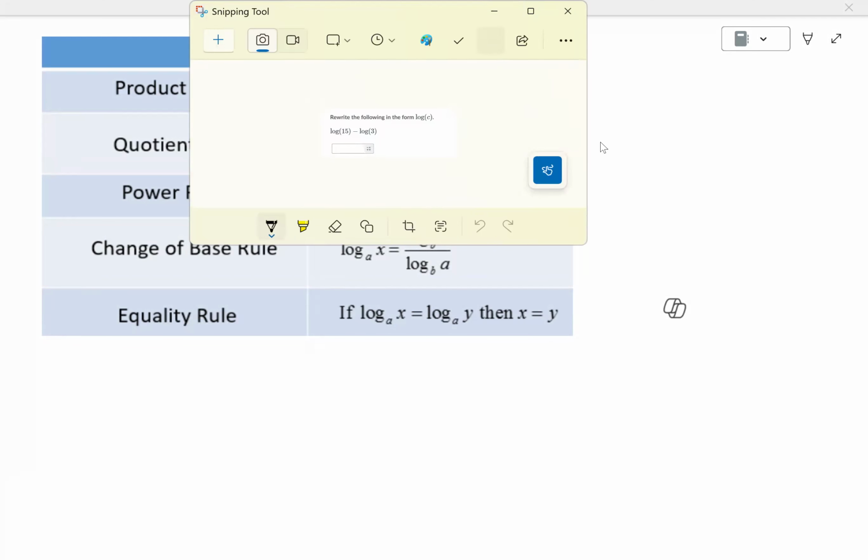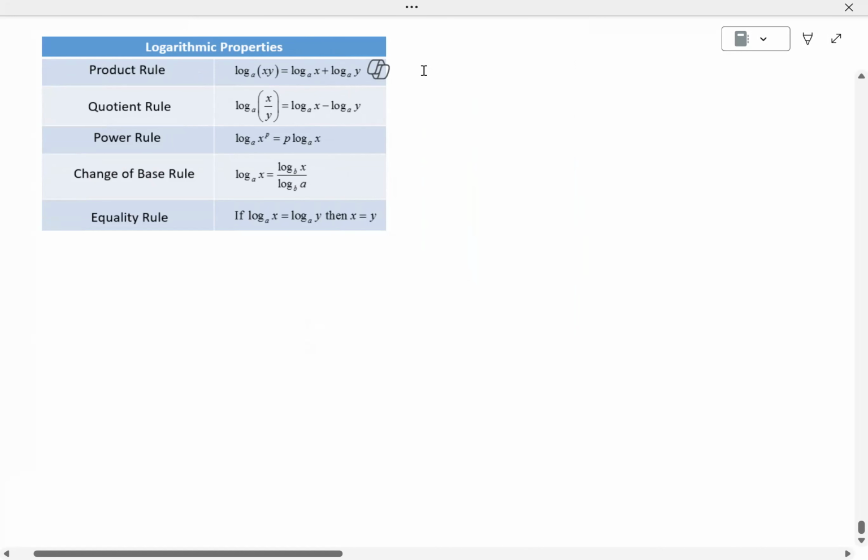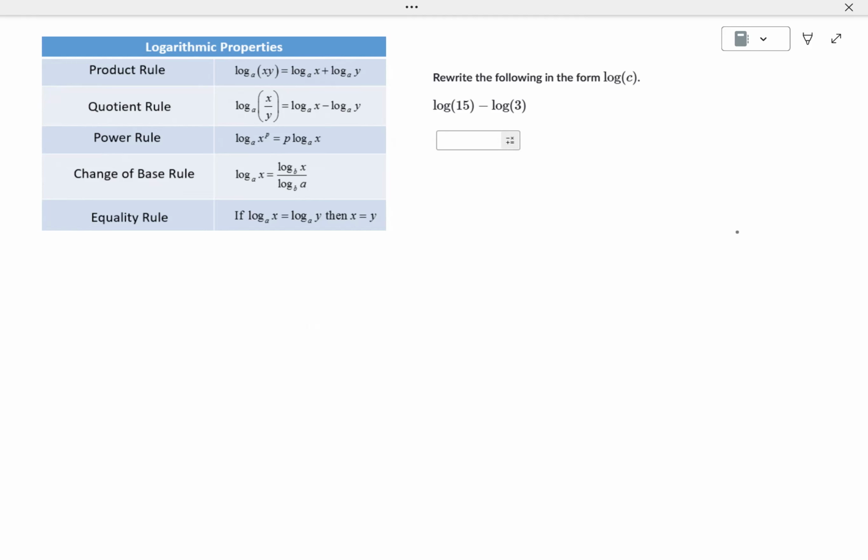We're going to start, though, with this first question, and it says two logs are being subtracted. They both have a base 10, so they have the same base. So that means we can use the quotient rule and rewrite this as log of 15 over 3. And we can simplify that. 15 over 3 is 5. So that would be log 5. Okay, let's try a couple more of these.